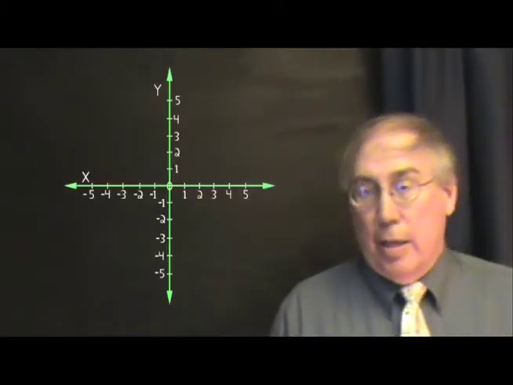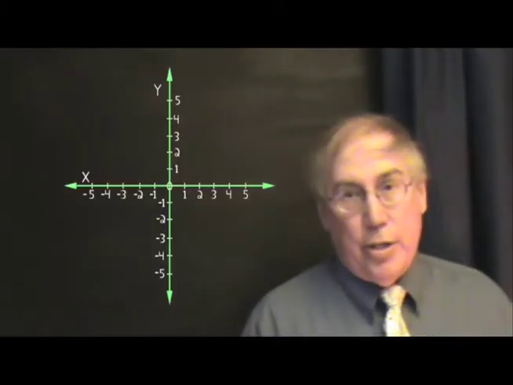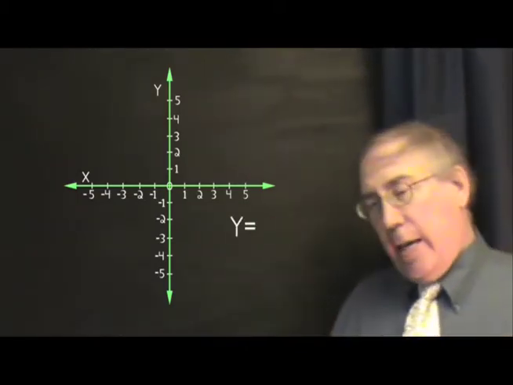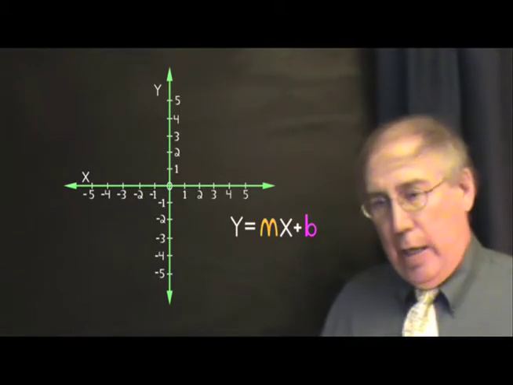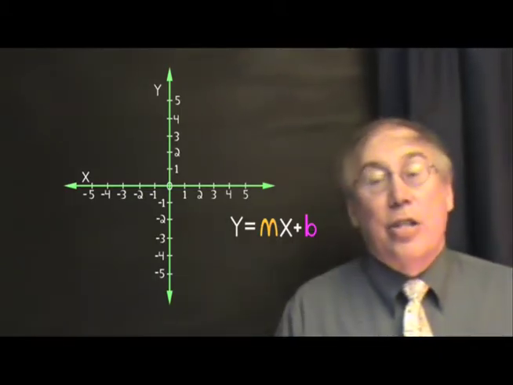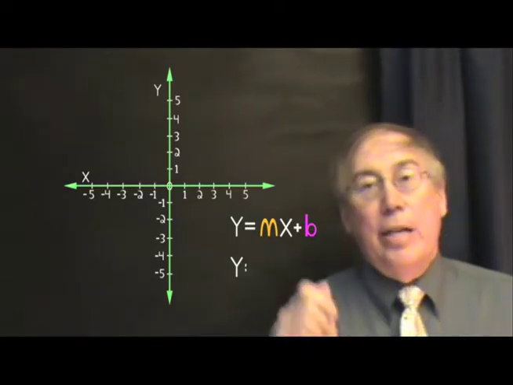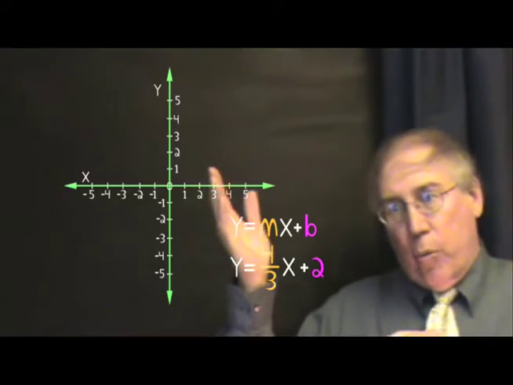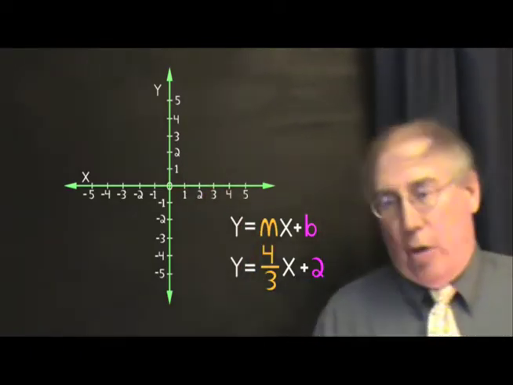Okay, so here's our coordinate axis. Now, let's look at a general formula for a line. That's y equals mx plus b. The m is the slope and b is the intercept. In this case, it's the y-intercept. It's where, on the y-axis, the line crosses.